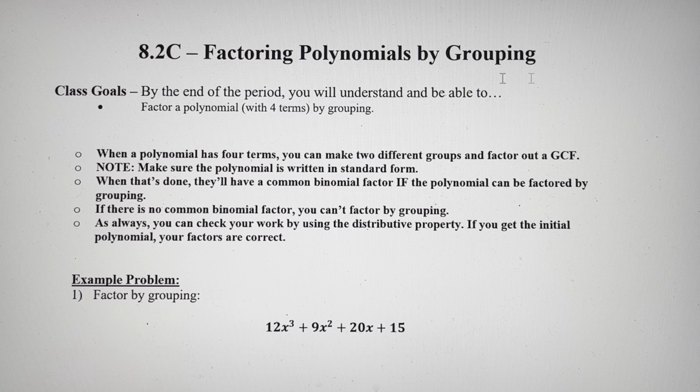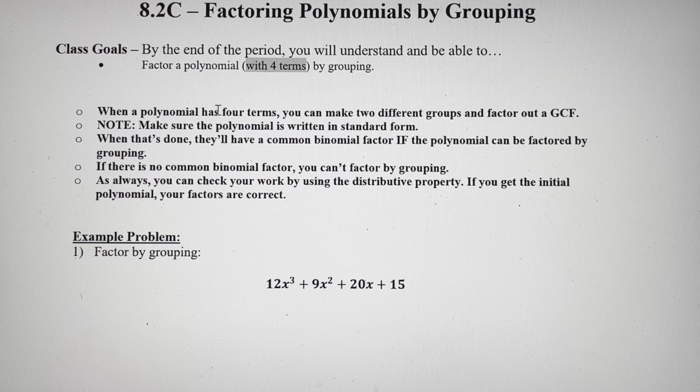All right, guys, so in this video, we're going to factor polynomials by grouping, okay? Specifically, polynomials with 4 terms, as you can see in this example here. 1, 2, 3, 4-termed polynomial, okay? So when a polynomial has 4 terms, what we can do is make 2 different groups out of these. We're going to group, let's just say, the first 2 together.